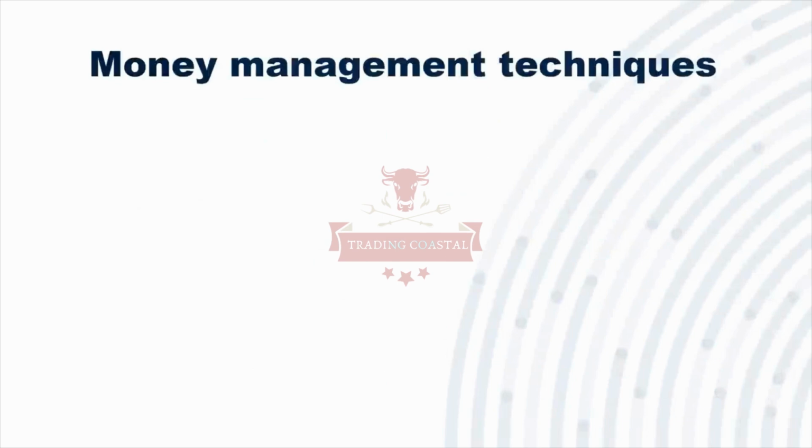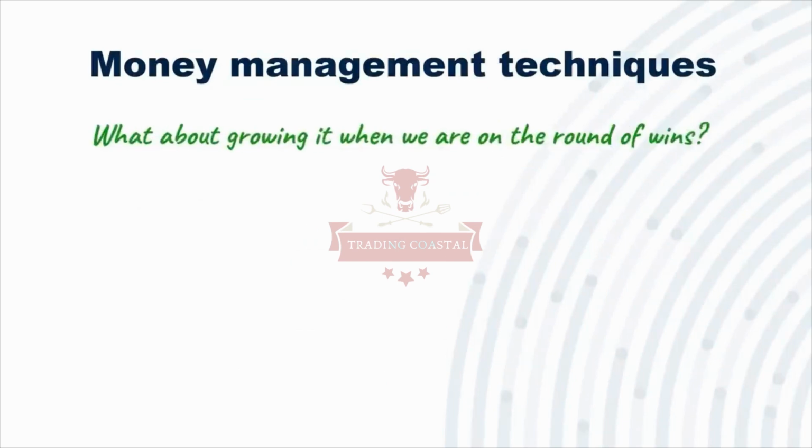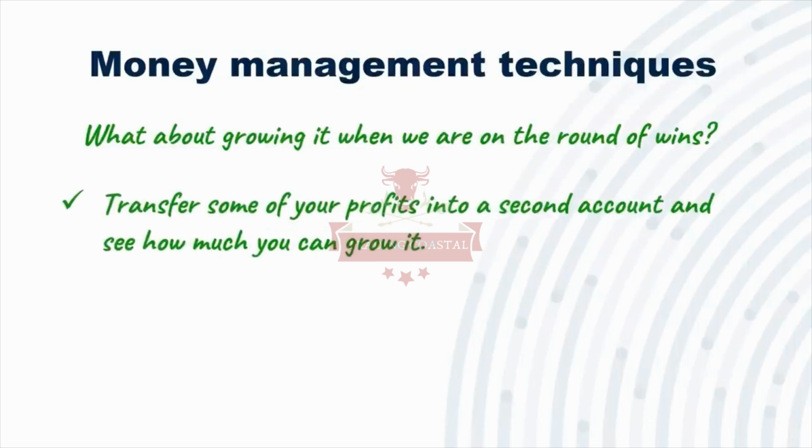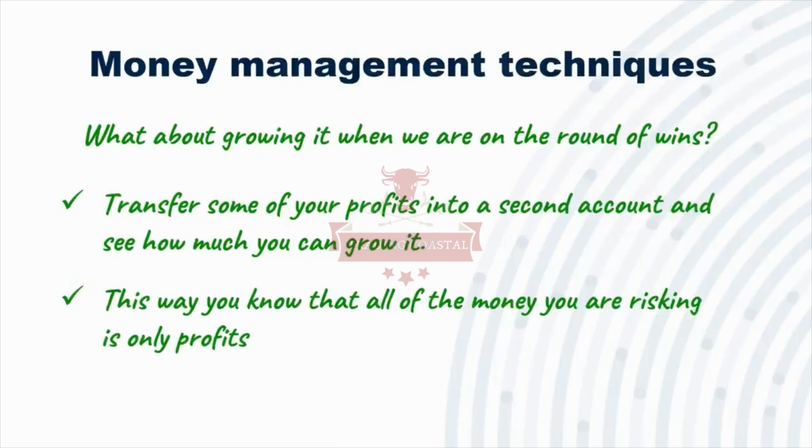The money management concepts we discussed earlier focused on survival and preserving capital. Now what about growing it when we are on a run of wins? One of the safe ways to risk more for growing your account faster without letting emotions come in the way is transferring some of your profits to a second account when you have huge wins. And on the second account, risk more than what you usually do to see how much you can grow it. This way you know that all of the money you are risking is only profits, and this is really helpful when you are trying to control your emotions.